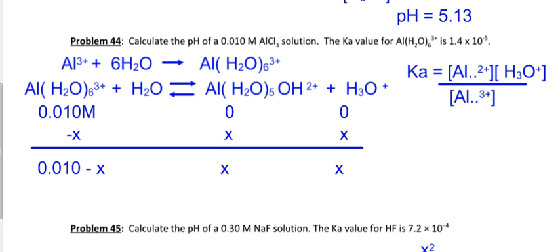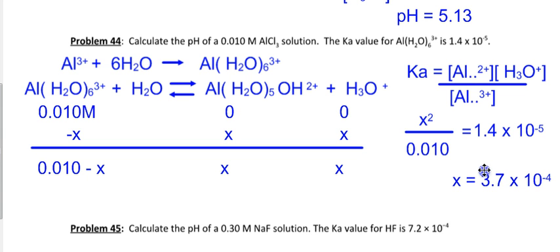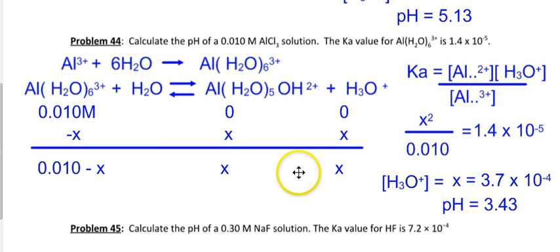All right, so let's plug in our values. We have x squared over 0.10 is 1.45 times 10 to the negative fifth. Hopefully you can do your math and solve for x. And what does this x represent? Look right here, that x represents the H3O concentration. And what are they asking us to solve for? They're asking us to solve for pH. So I can just automatically plug in the negative log value, and I get 3.43. So that's the pH of this aluminum chloride solution. And if you recall, when we put aluminum chloride in water, we also got an acidic value.